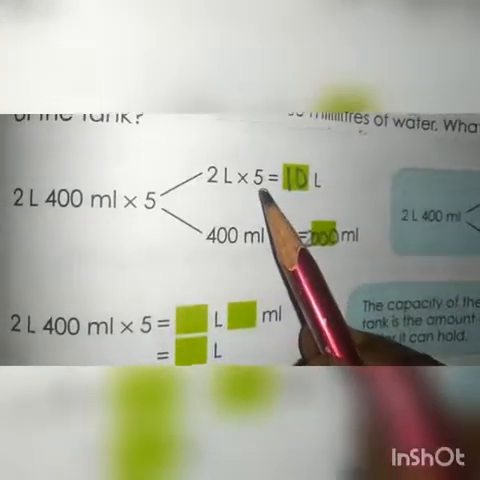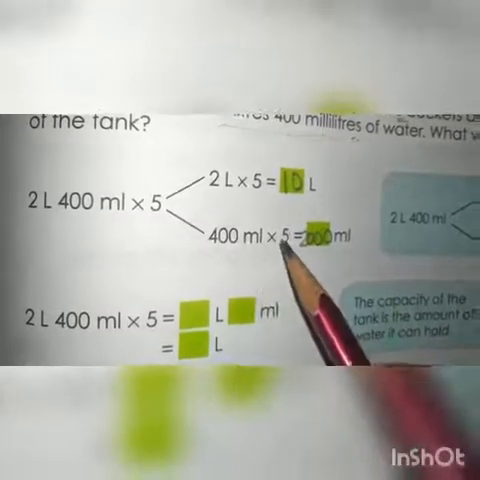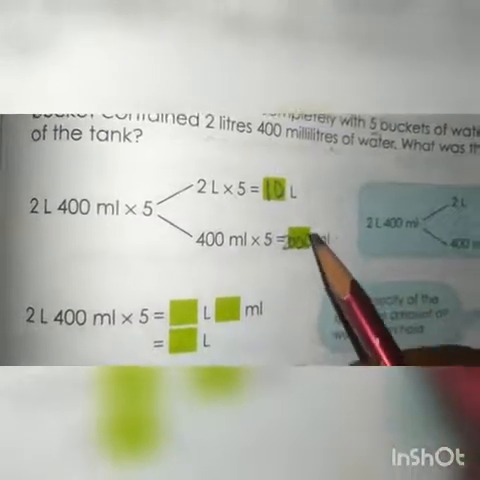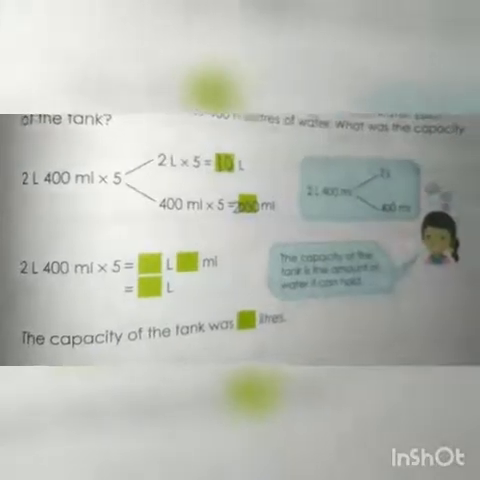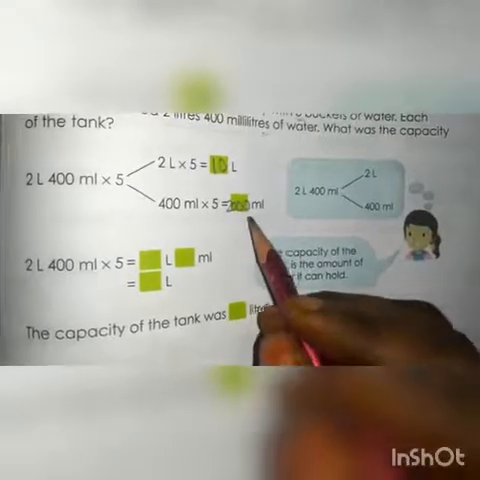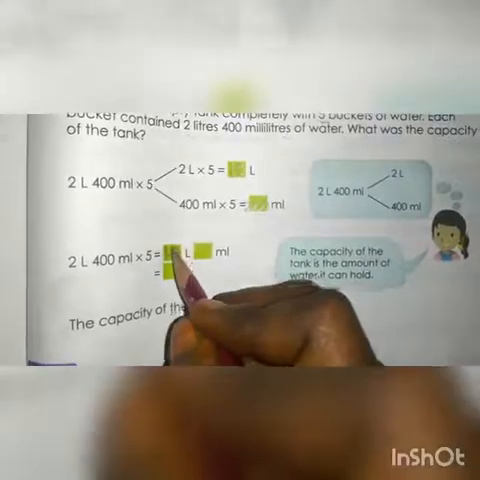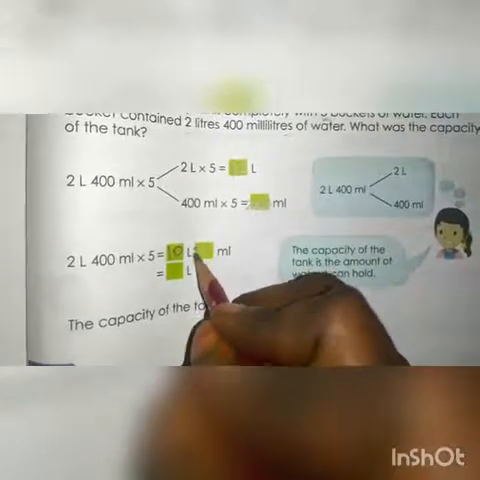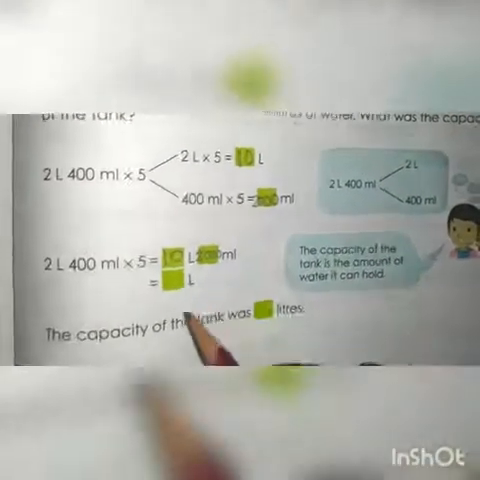Look at here. 10 liter for 2 liter into 5. 2000 milliliter for 400 milliliter into 5. So we have to combine this together, right? So what will we get? 10 liter 2000 milliliter. Now we have to convert this 2000 milliliter into liter.